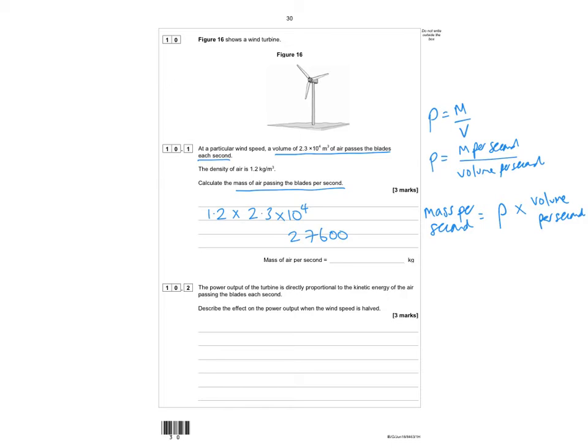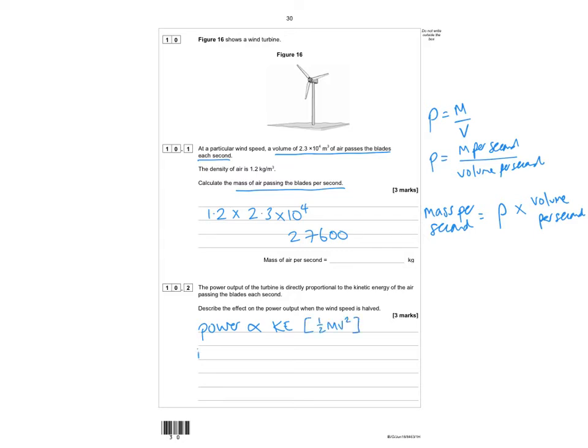For question 10.2, the power output of the turbine is directly proportional to the kinetic energy of the air passing the blades each second. Describe the effect on the power output when the wind speed is halved. So again, a tricky question, but if we look for a clue, the question says power is proportional to the kinetic energy, and kinetic energy is a half times mass times velocity squared.